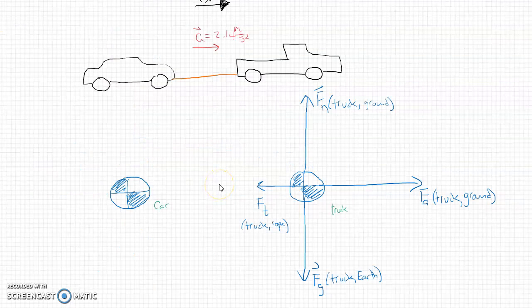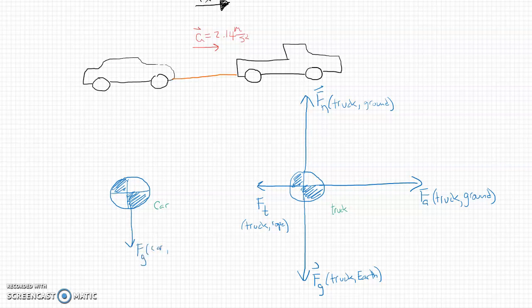Okay, next up, we're going to talk a little bit about a free body diagram for the car. Now, the car is a little bit less massive than the truck, so its gravity is going to be a little bit less. So this is on the car because of the Earth. And likewise, it's accelerating to the right, so the upwards normal force has to be equal and opposite in direction. Again, not an action-reaction, but this is on the car because of the ground.